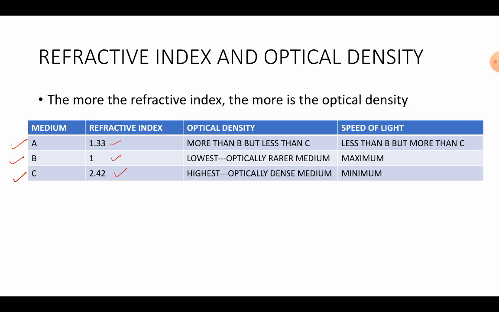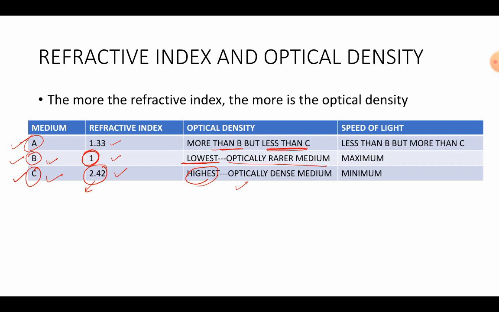Now if we see carefully, the maximum value of refractive index is for the medium 2.42, which is medium C. So we can say that its optical density is the highest of all the three mediums, and B has the minimum value of refractive index out of the three given mediums. So we can say that it has the lowest optical density of all the three, and it is an optically rarer medium of all the three mediums. A has an optical density in between B and C. So its optical density will be more than B, but it will be less than C.